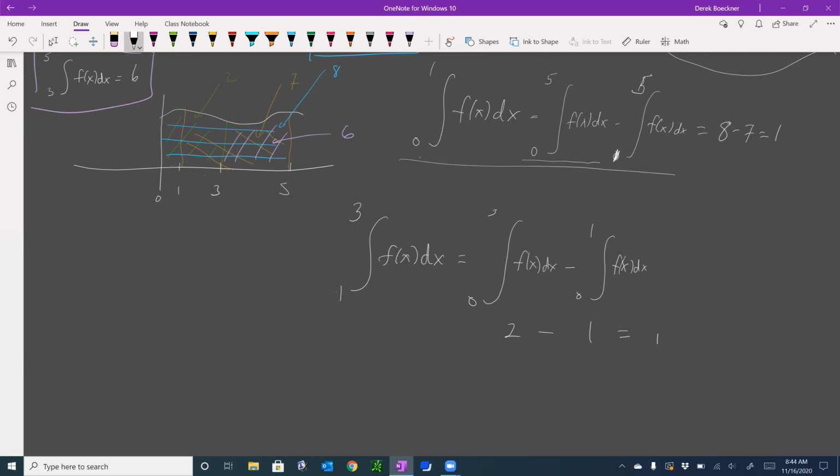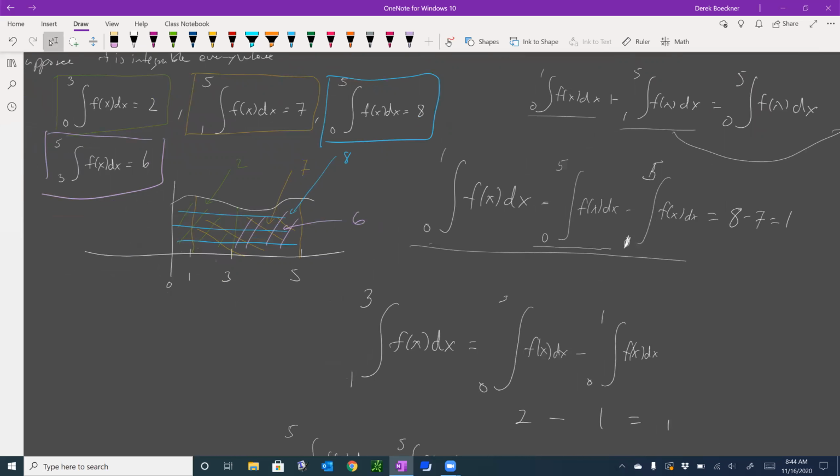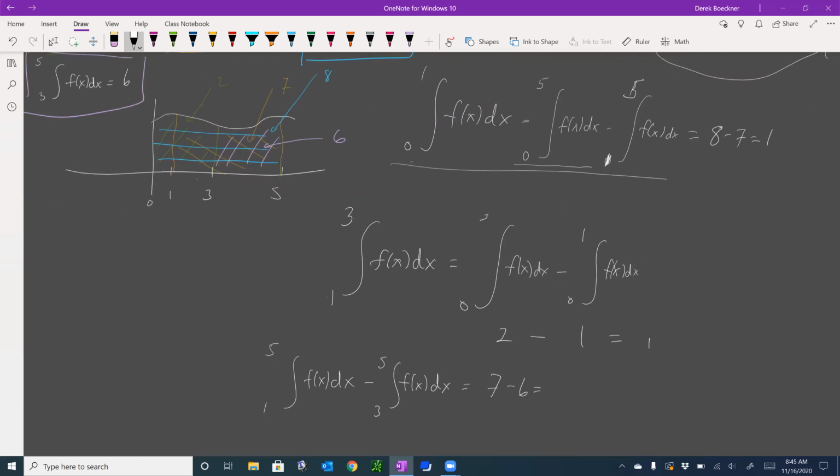What's the other way we could do this? Yeah, we could use the yellow minus the purple. Yep. The integral from 1 to 5 of f of x dx minus the integral from 3 to 5 of f of x dx is the integral from 1 to 3. And so in that case, the yellow minus the purple. So yellow is 7, purple is 6. Also 1. Okay. Good with this kind of stuff?